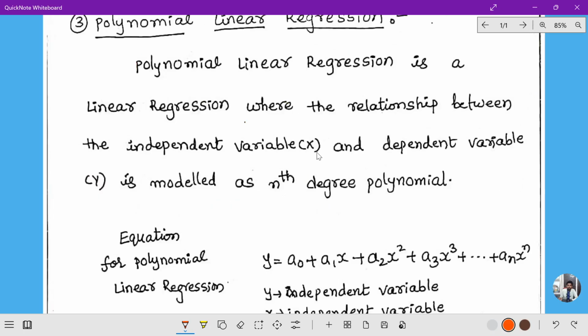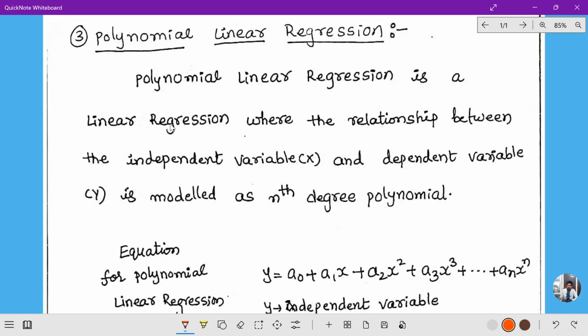Now let us move on to the third one. This is polynomial linear regression. Polynomial linear regression is a linear regression where the relationship between independent variable and dependent variable is modeled as an nth degree polynomial. So in this the keyword is nth degree. Please remember all of you, here we are going to have a dependent variable and an independent variable, modeled with an nth degree polynomial.